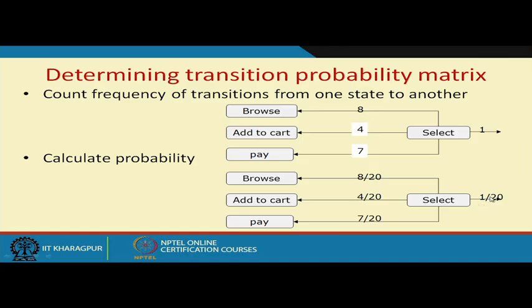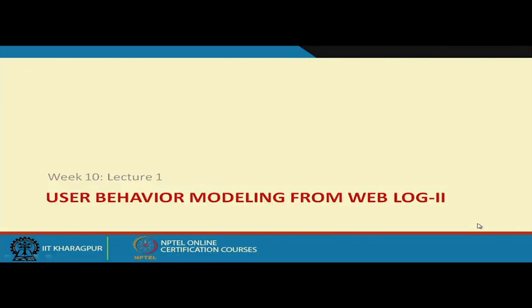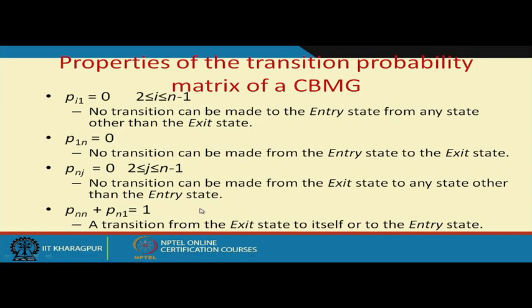Here we are dividing it by this total number of visits out of this particular state. So, it is always going to be 1. So, you do not have to worry about it. Okay. So, now this is the property of a customer behavior model graph. This customer behavior model graph is nothing but the state transition details of the corresponding Markov chain.